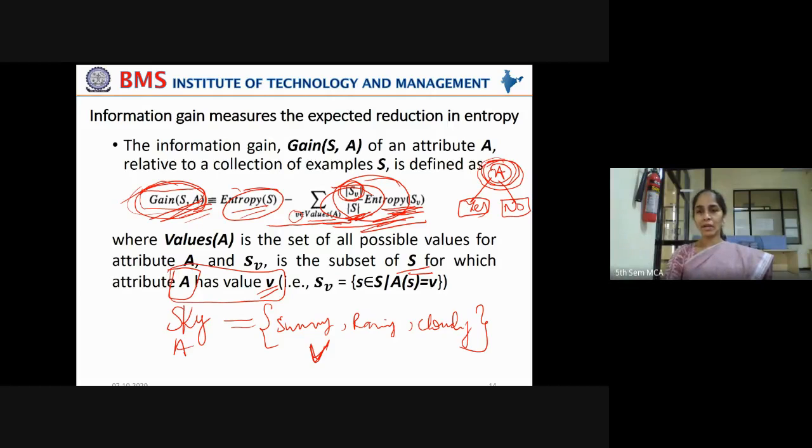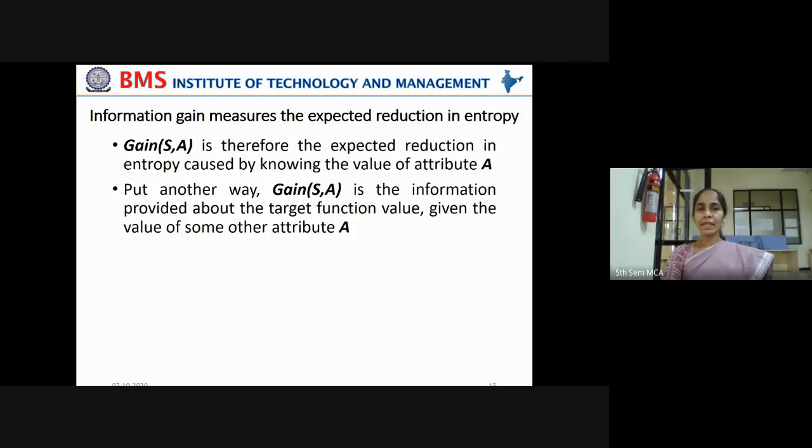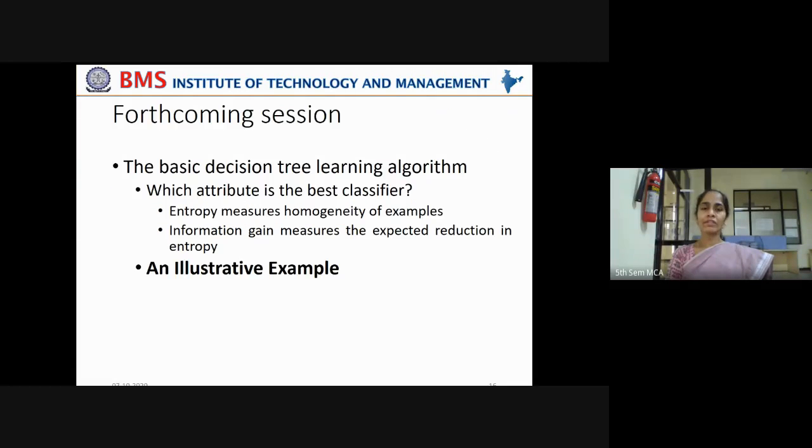This is all the preliminary explanation I am giving you. With an example, you will clearly understand, do not worry. So Gain(S, A) is the expected reduction in entropy caused by knowing the value of attribute A. Put another way, Gain(S, A) is the information provided about the target function value given the value of some other attribute A, right? This is how we need to understand information gain and entropy.